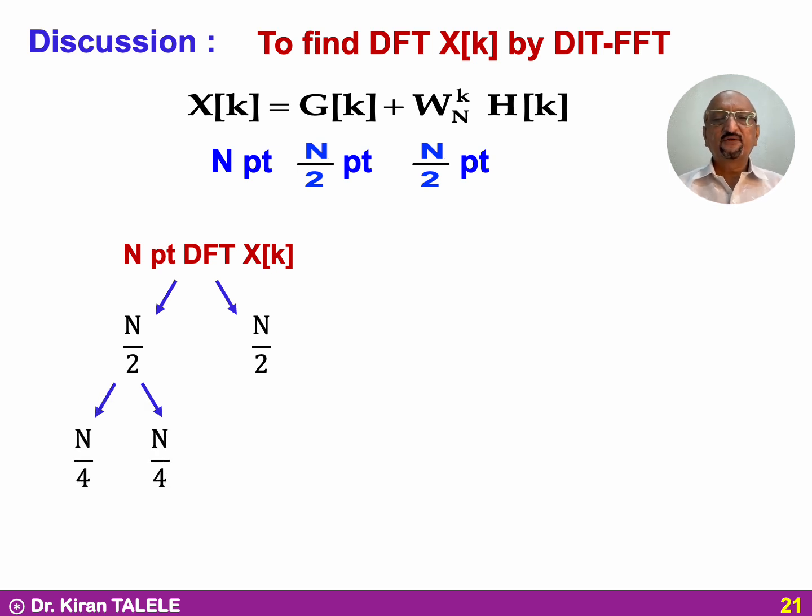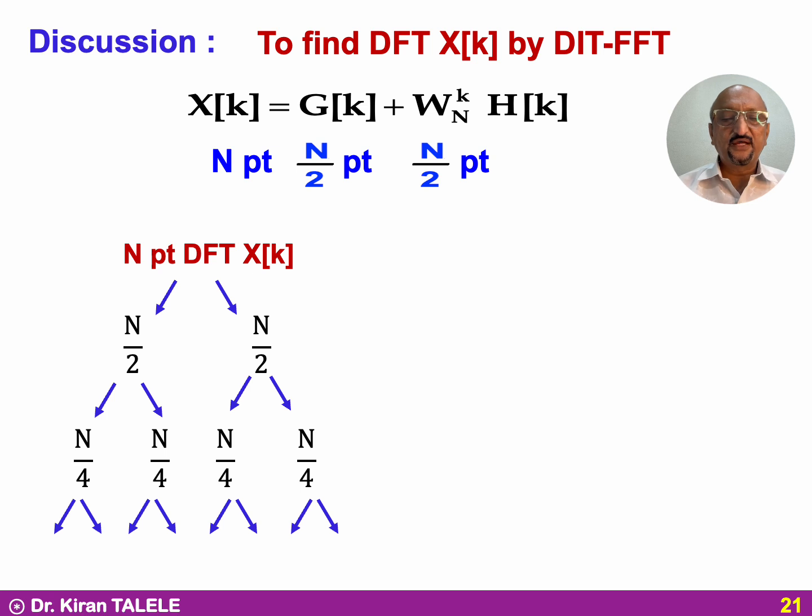So here, to find DFT X of k by DIT FFT equation, we decompose N point X of k into 2 N by 2 point DFTs. So our conclusion based on this discussion is DFT calculations are reduced when we decompose N point DFT into N by 2 point DFT. In other words, decomposition reduces calculation. If you want to reduce the calculation further, you have to keep on reducing and reducing. But the question is how long we have to continue this. Very simple, as long as it is possible to continue.